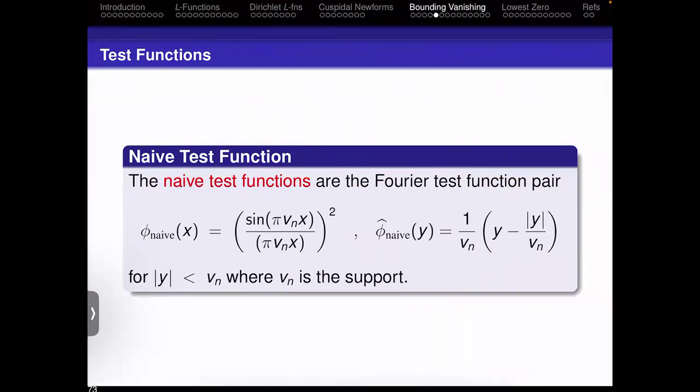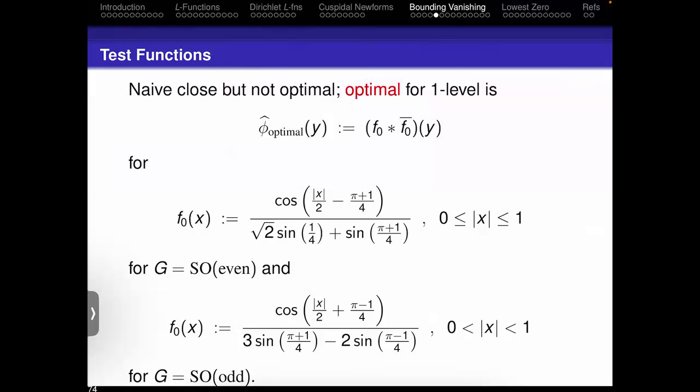The naive test function, and this was related to some of the jokes I was doing earlier today, is sine squared of x over x squared. Then just adjusting it a little bit, because you should always have a factor of pi somewhere, and then you want to adjust what the support is, so you put in this extra factor of Vn. And then we can look at the Fourier transform of that. This is a really convenient pair to work with. It's easy to do the resulting calculations, and it's almost as good as what you would get.